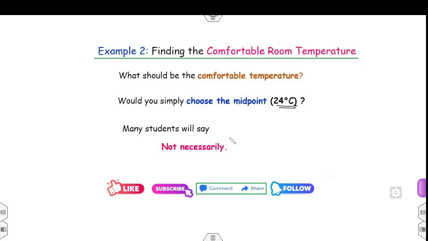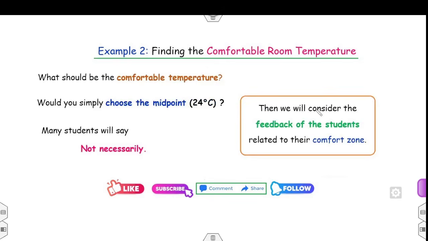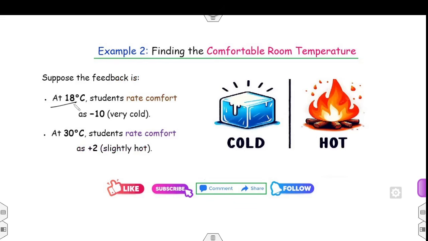आप लोगों से, इसका मतलब बाइसेक्शन मेथड is not appropriate in such a situation. तो आप स्टूडेंट से उसका कंफर्ट जोन पूछोगे. You will consider the feedback of the students related to the comfort zone. तो व्हाट इज द कंफर्ट जोन? स्टूडेंट से फीडबैक मीन्स द फंक्शन वैल्यू. फाइन, आप उसको मैथमेटिकली कनेक्ट करिए ना हर चीज को. So feedback means the function value.